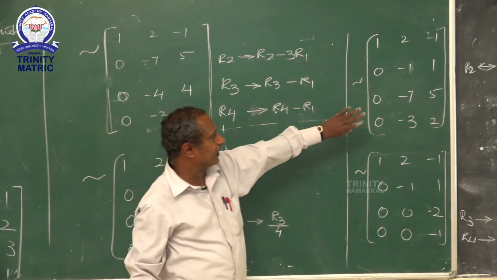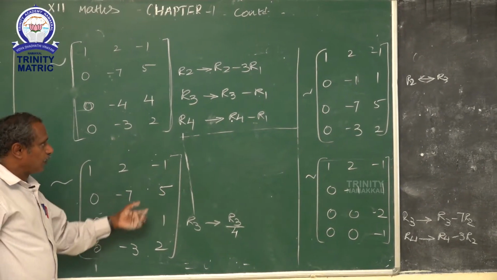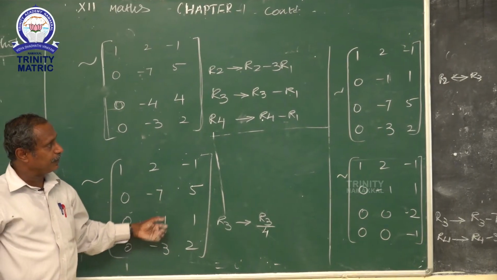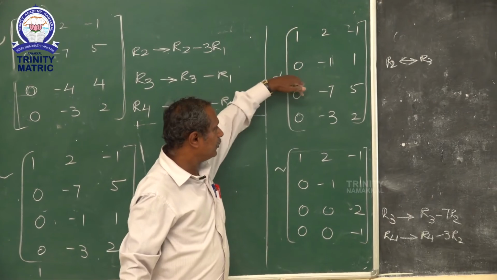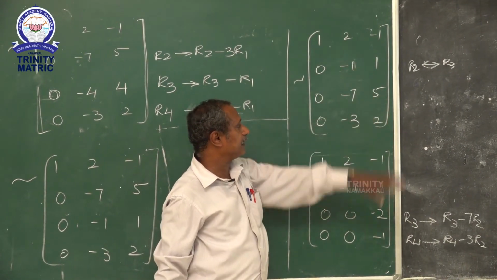So we are interchanging the second row and third row. The second row, 0 minus 7 5, becomes the third row of the next matrix. Then the third row, that is 0 minus 1 1, becomes the second row of the next one. Minus 5 remains as it is, and the first row and last row stay as they are. In interchanging the second and third row we are getting this.